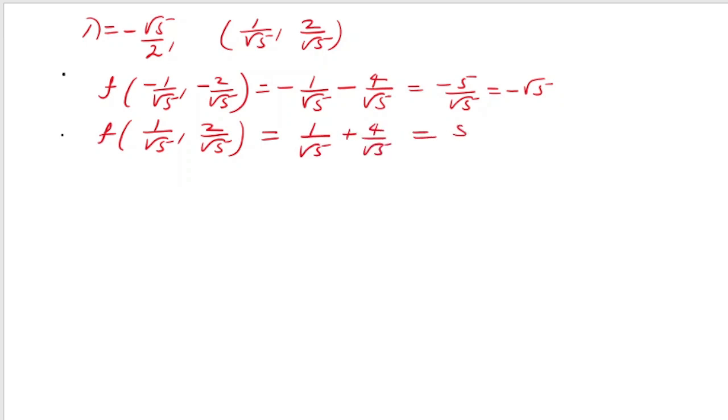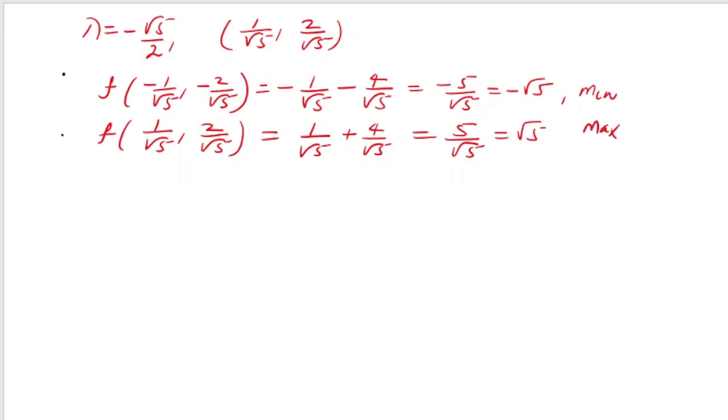So that is equal to 5 by under root 5. So that is equal to root 5. So the smallest value is minus under root 5 and the largest value is plus under root 5. So this is how you can calculate the function value. The minimum is minus under root 5 and the maximum is plus under root 5. You can write it, this is the minimum value and this is the maximum value.